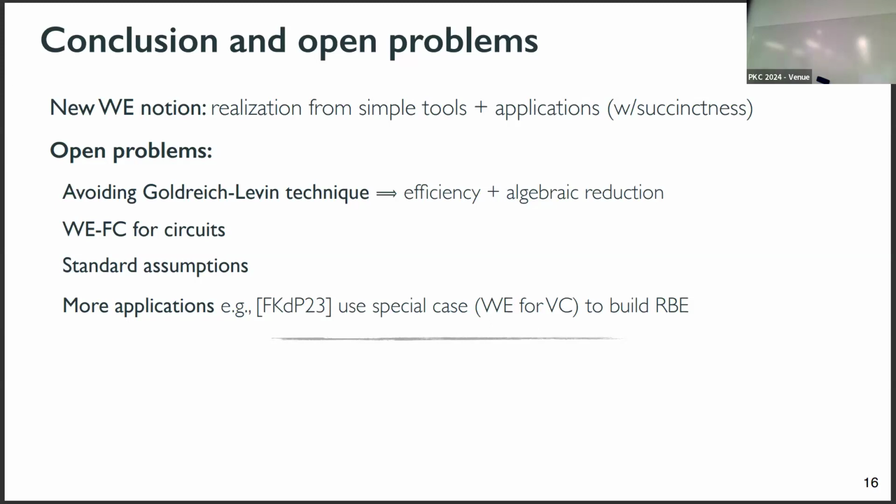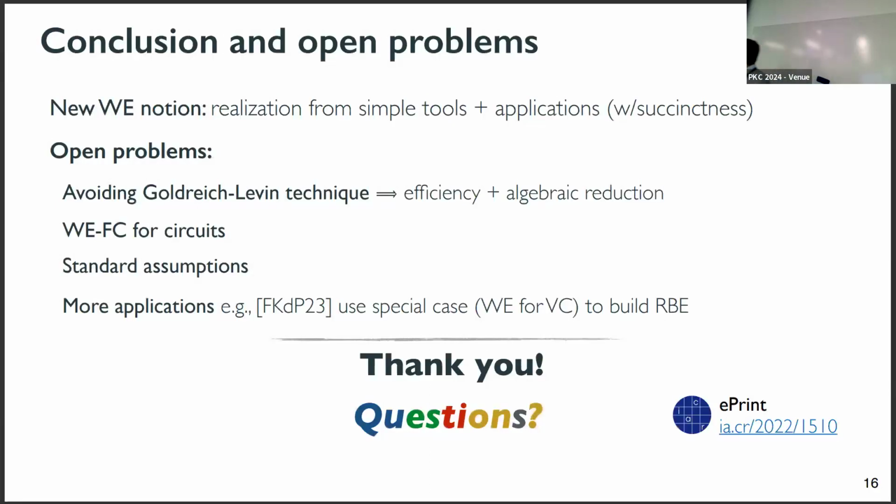And it would be interesting to obtain W4FC for circuits instead of only NC1 to get schemes from standard assumptions, but also to find more applications of this primitive. For example, we have a recent work that we published at AsiaCrypt last year, in which we use a special case of this primitive for vector commitments to build registration-based encryption. And with this, I'd like to thank you for your attention, and I'll be happy to take questions.